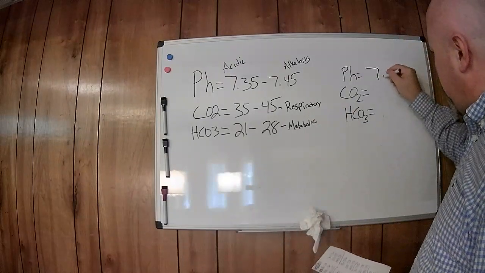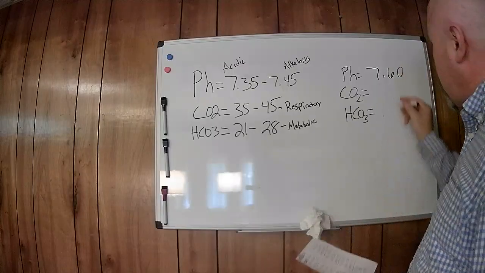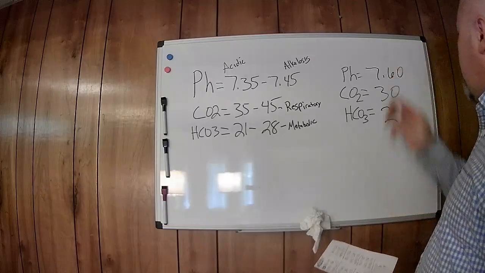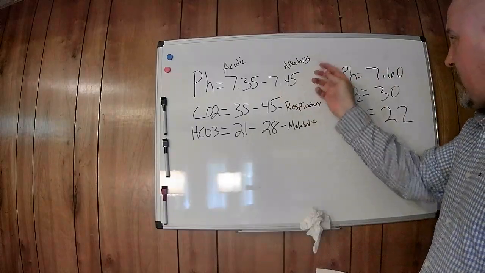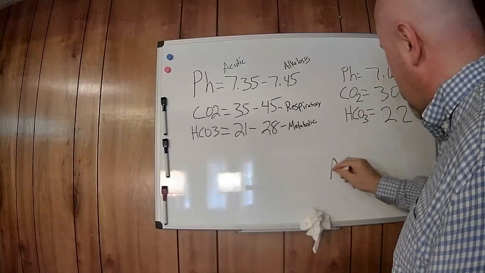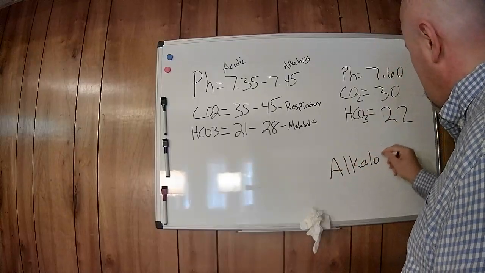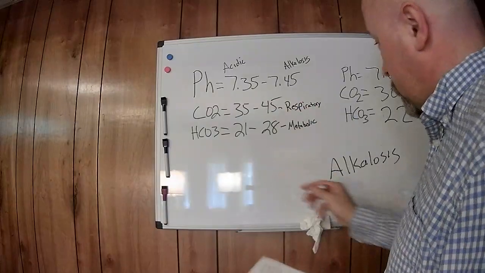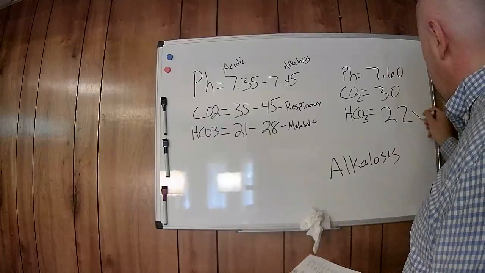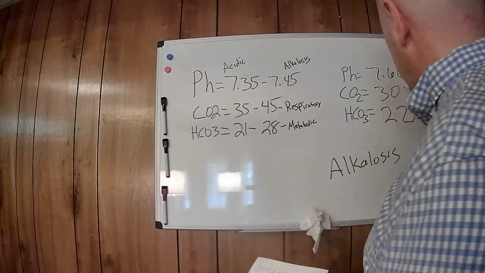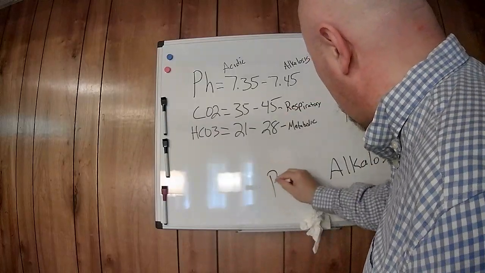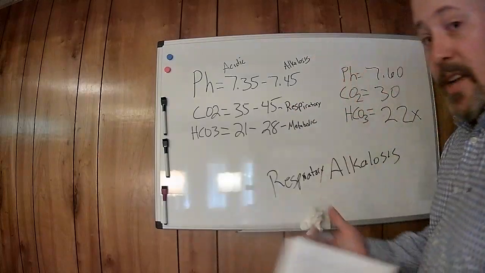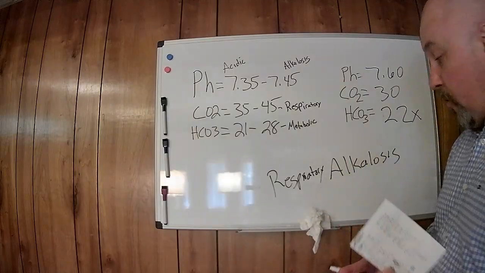We have a pH of 7.60, a CO2 of 30, and an HCO3 of 22. First off, we'll look at our pH. 7.6, that's high. We've got alkalosis. Our CO2 is 30. That's low. HCO3 is 22. That's not the problem. So it's a CO2 of 30. That is respiratory alkalosis. That patient is hyperventilating and they're blowing off all their carbon dioxide.